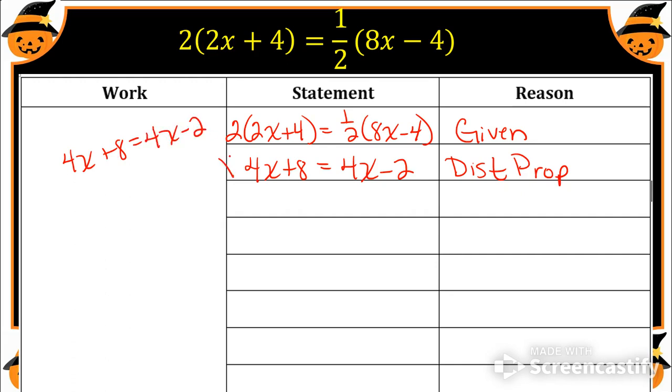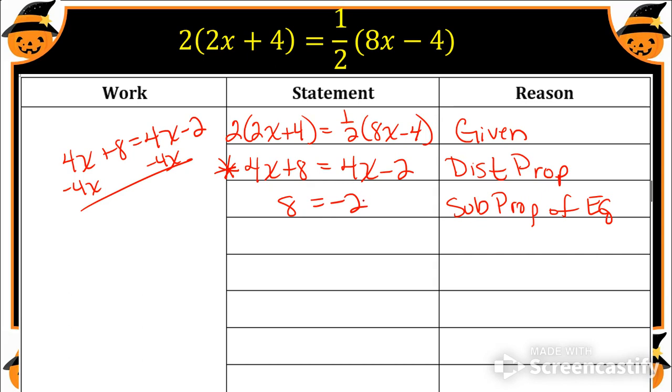So again, we're going to address the variables first. They actually are the same. So when we apply the subtraction property of equality, we are going to get 8 equals negative 2. So we have no variables and we have a false statement, therefore there is no solution.